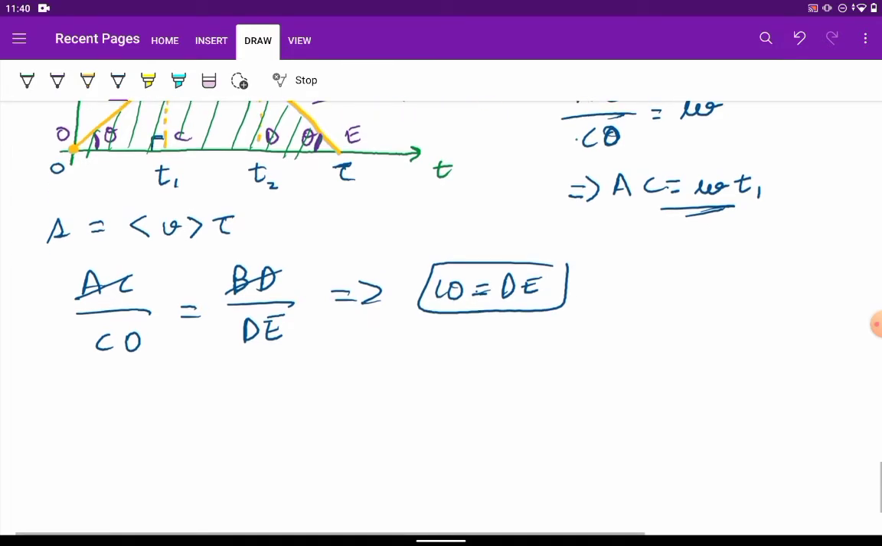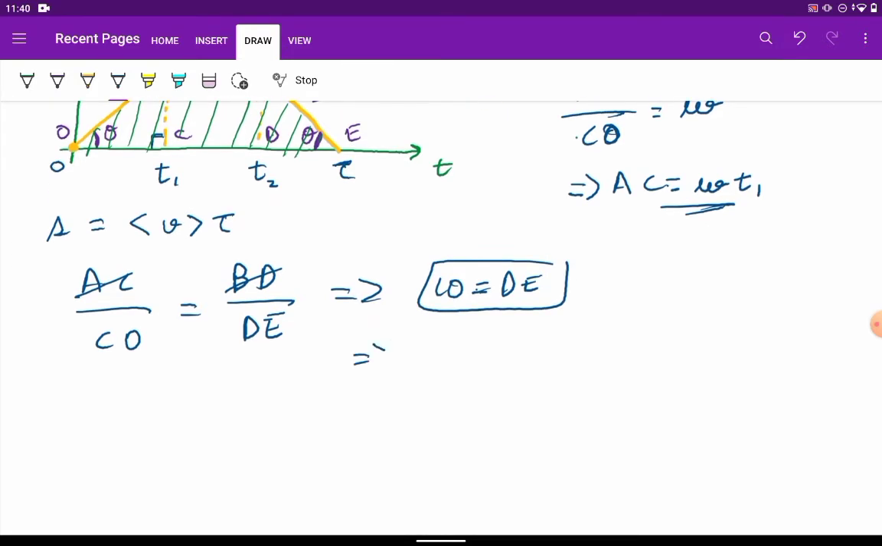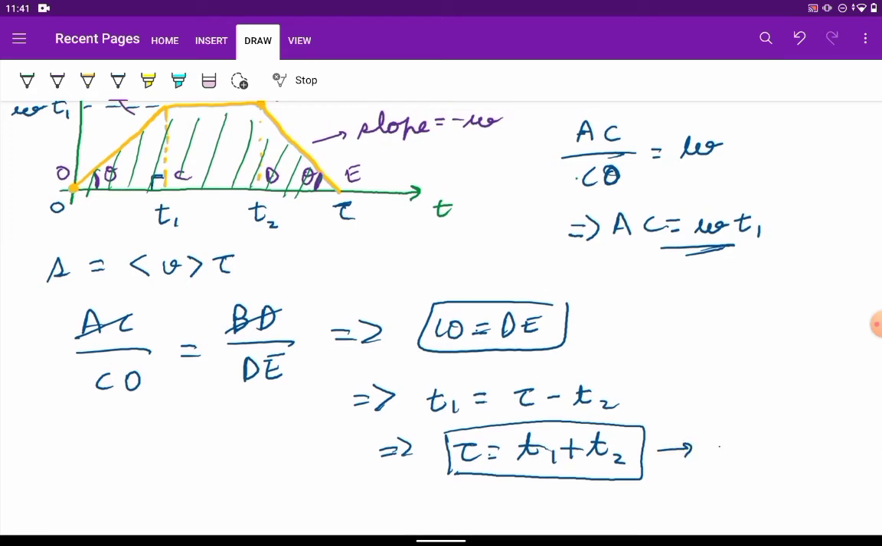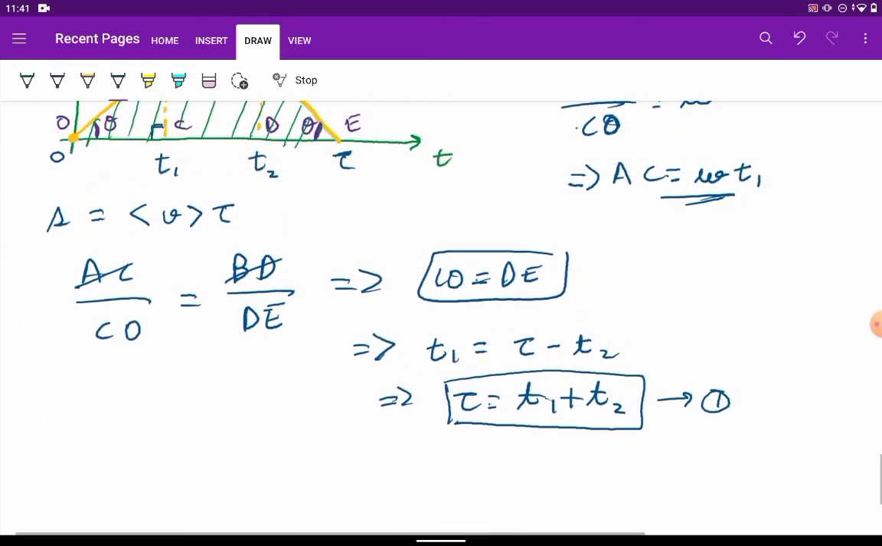Okay, so what is CO? CO is T1. What is DE? DE is tau minus T2. Alright, so this means tau is equal to T1 plus T2. I'll just write it the other way, you'll understand why. So it doesn't really matter. So tau is equal to T1 plus T2. Okay, so this is basically an important equation that we'll require later.